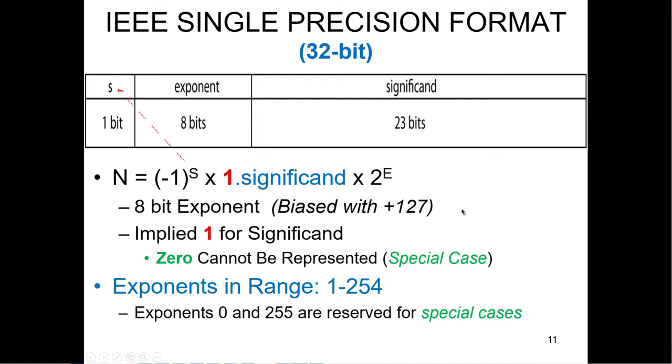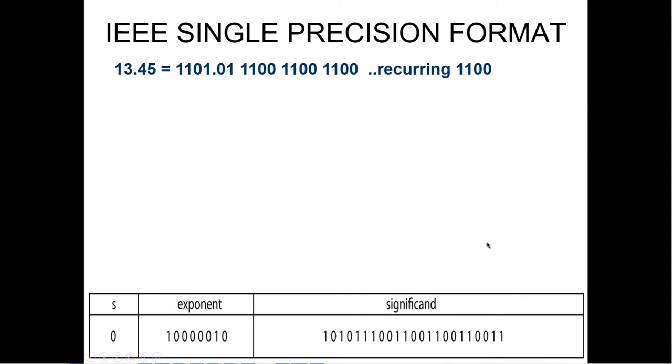All right. So this is the S bit there. That's the significand. And here's your exponent. All right, so here's a number. This is 13.45 in single precision format. If we wrote it in actual binary, because 13.45 is a non-terminating fraction, it goes 1101.01 11001100 11001100 and so forth forever.